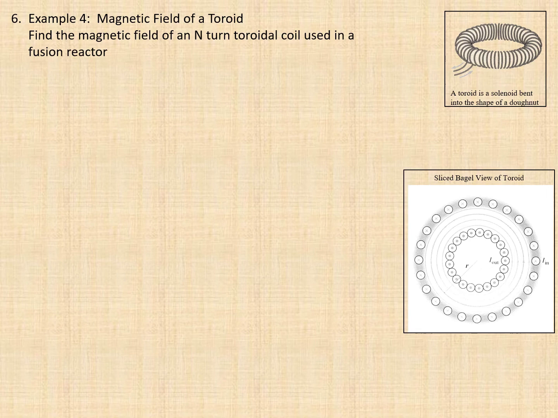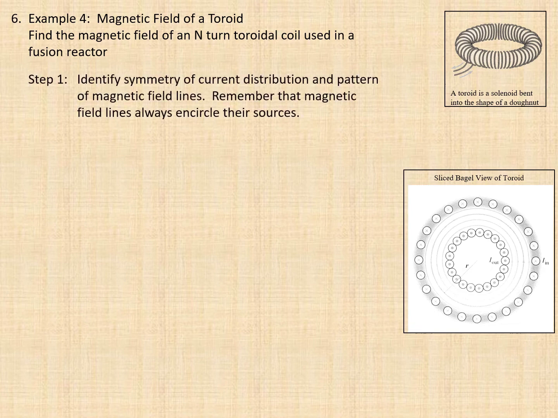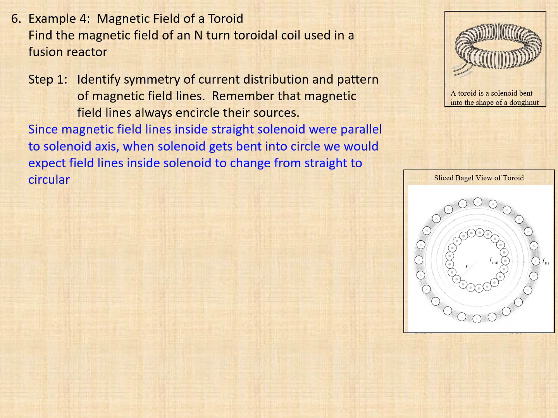So, in this problem, we're asked to find the magnetic field of a toroid having N turns, and this particular toroid, we're told, is used in a fusion reactor. The first step in applying Ampere's law will be quite easy, since we already know the magnetic field configuration of the solenoid. Since the magnetic field lines inside the straight solenoid were parallel to the solenoid axis, when the solenoid gets bent into a circle, we would expect the field lines inside to change from straight lines to circles.